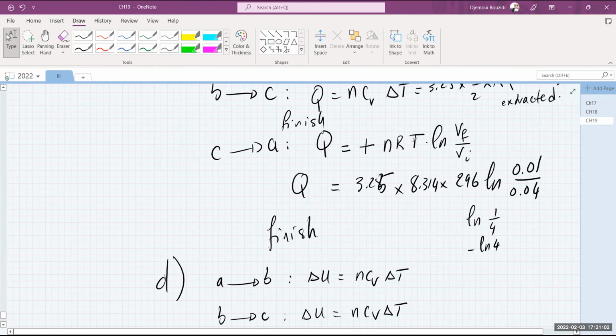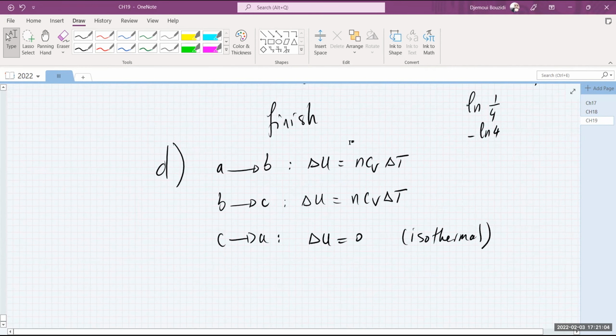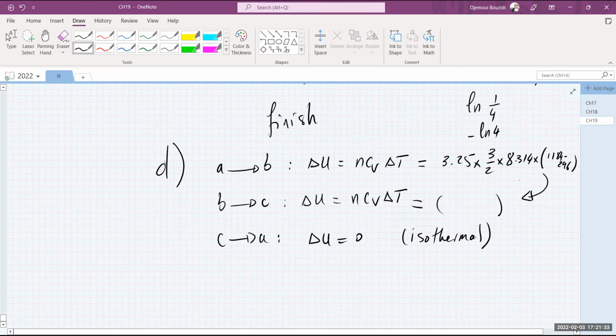So if I find a number for delta U, all I have to do is put the negative of that number in here and I answer the second one too. So this is done, provided that I do this: delta U is equal to 3.25 times CV, which is for a monoatomic gas, times delta T, which is 1,184 minus 296. Once I do this calculation, flip the sign, and I have done it.